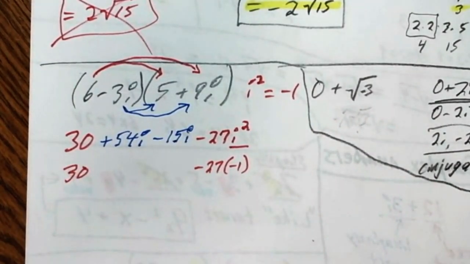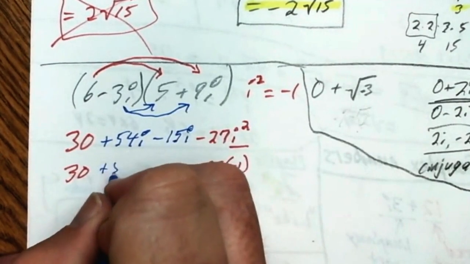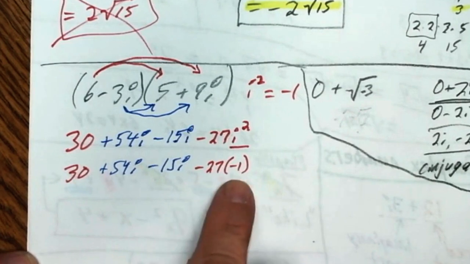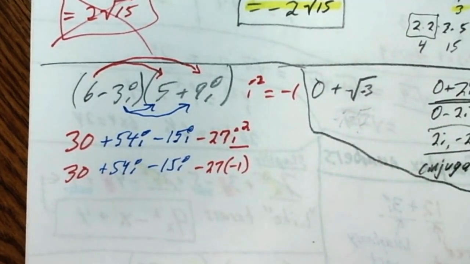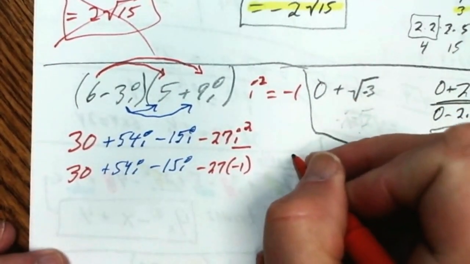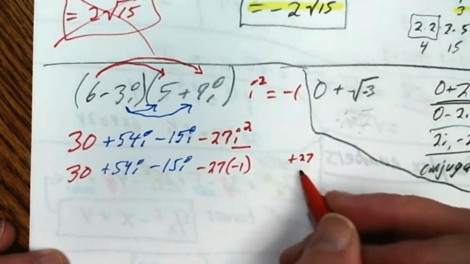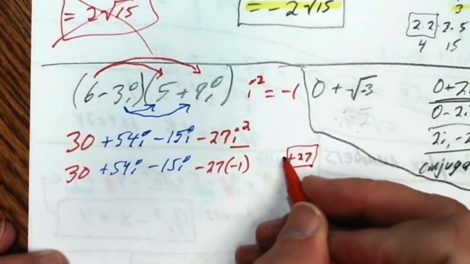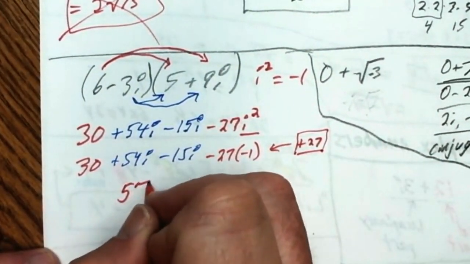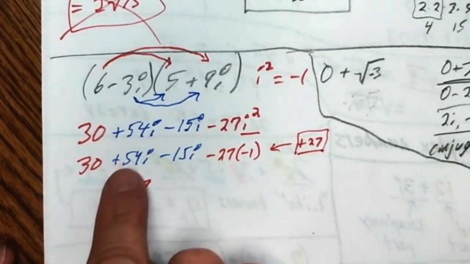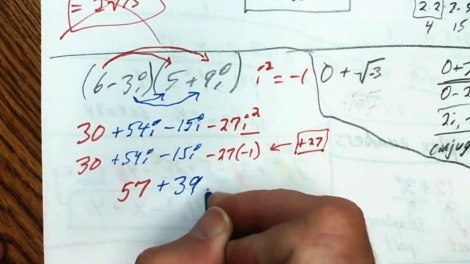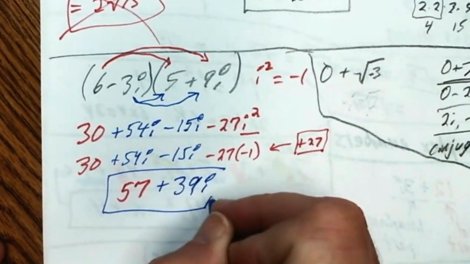So when we're simplifying, plus 54i minus 15i minus 27 times negative 1. Okay, so let's do that. If we have a negative times a negative, that's the same as plus 27. Right? That's really what that is. So 30 plus 27 is 57. 54i minus 15i. So that's our answer.